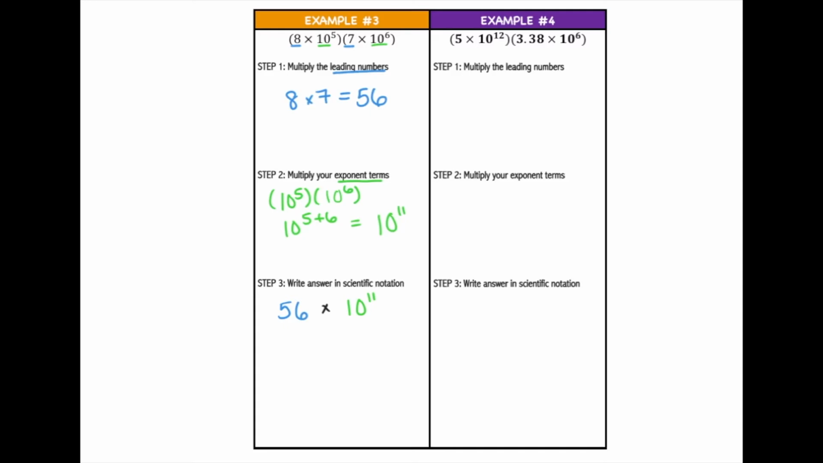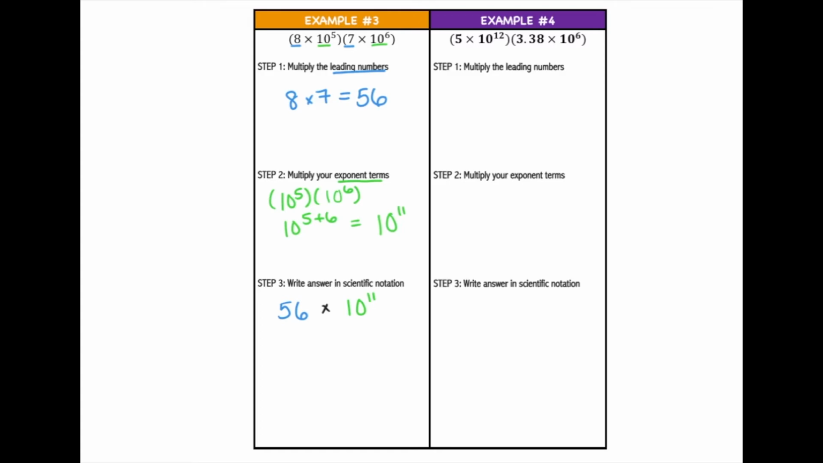But for something to be written in proper scientific notation, there can only be 1 digit before the decimal in the leading term. It has to be 1 digit in the tens place for the leading term, no matter how many other digits come after the decimal. So I'm going to have to rewrite this so that it's in proper scientific notation.